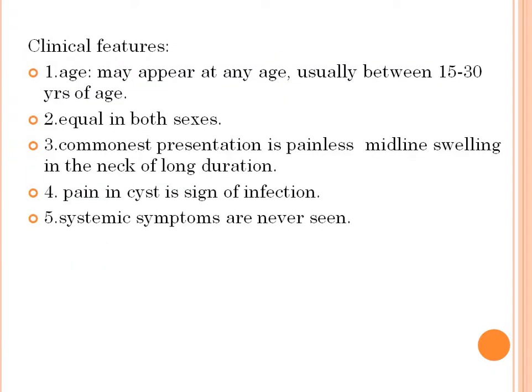The clinical features: the age may appear at any age, usually between 15 to 30 years of age. Equally in both the sexes, the commonest presentation is a painless midline swelling in the neck of long duration. The pain in the cyst is a sign of an infection and systemic symptoms are never seen.